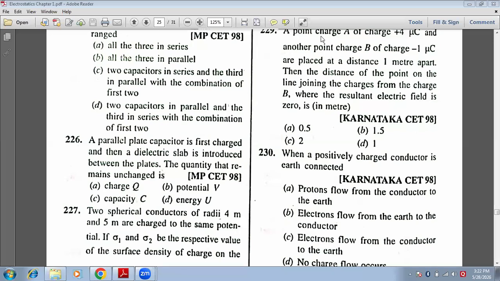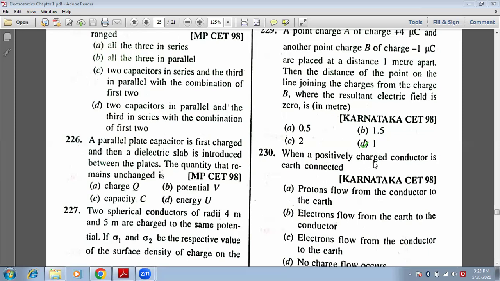A point charge A of charge plus 4 microcoulomb and another point charge B of charge minus 1 microcoulomb are placed at a distance 1 meter apart. Then the distance of the point on the line joining the charges from the charge B, where the resultant electric field is 0, is in meter: option A, 0.5; option B, 1.5; option C, 2; option D, 1. Correct answer, option D, 1.